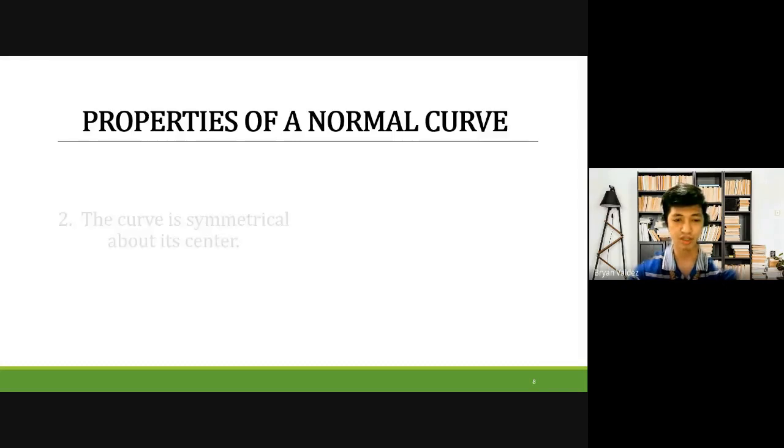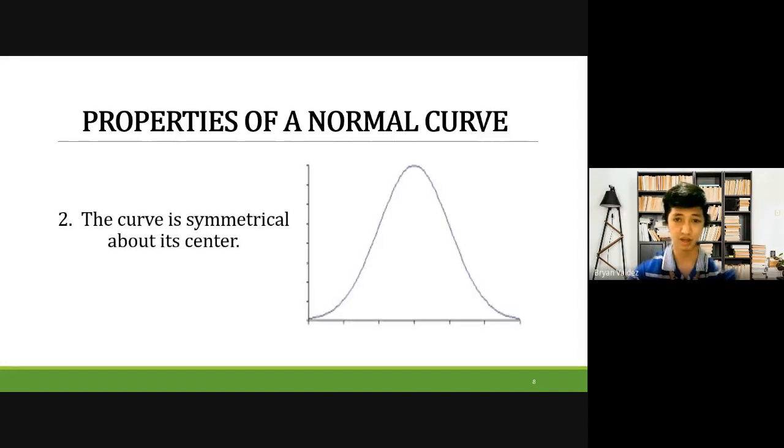The second property of a normal curve is that the curve is symmetrical about its center. So, if it is a normal curve, bell-shaped siya, kailangan the curve is symmetrical about its center. Kung ito yung center ng ating normal curve, kailangan symmetrical siya. Meaning, kung ano yung meron sa kaliwa, kailangan meron din sa kanan. Meaning to say, equal dapat sila, parehas.